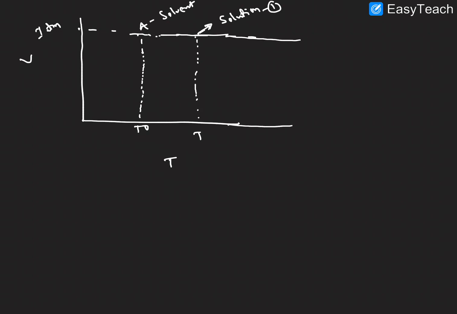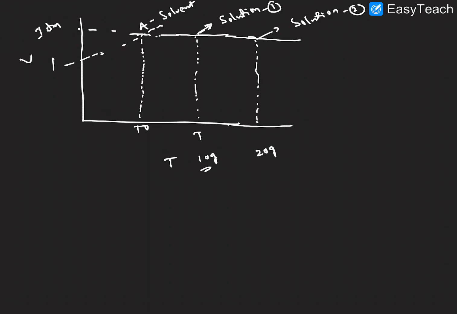Next, I am adding more solute to the same solution 1. For example, here 10 grams I am adding, here 20 grams adding. What happened? The boiling point increases again. This is called solution 2. So whenever we add the solute, the boiling point also increases. As the amount of solute increases, the boiling point also increases. So this is called elevation of boiling point. I hope it is clear.